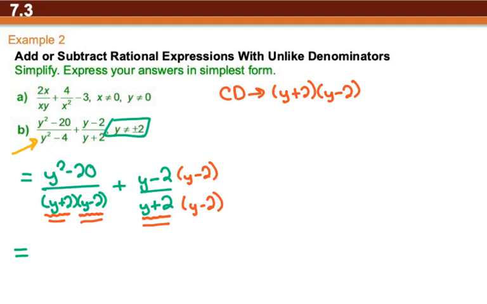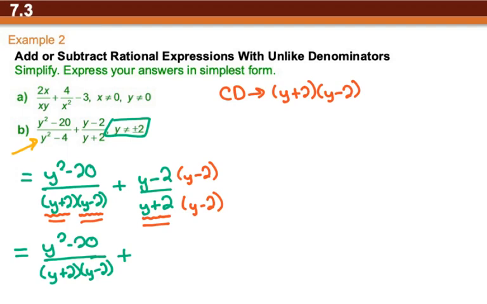I'm not going to jump into combining these fractions together just yet, because there is one other added level of complexity we need to take into account. So the first one, we didn't need to touch it. It already had the common denominator. But the second one did not. We had to multiply by y minus 2. And the customary thing to do with adding and subtracting is to actually multiply out the top.